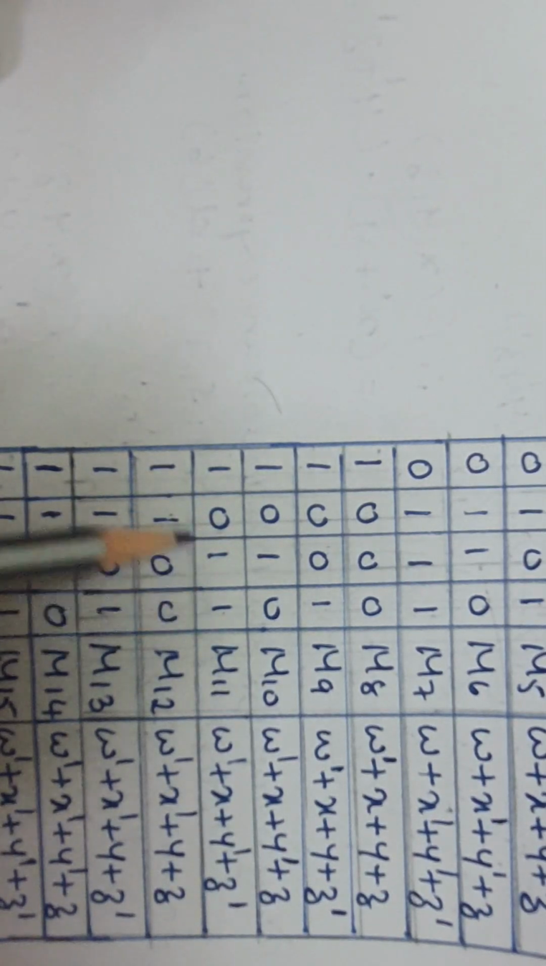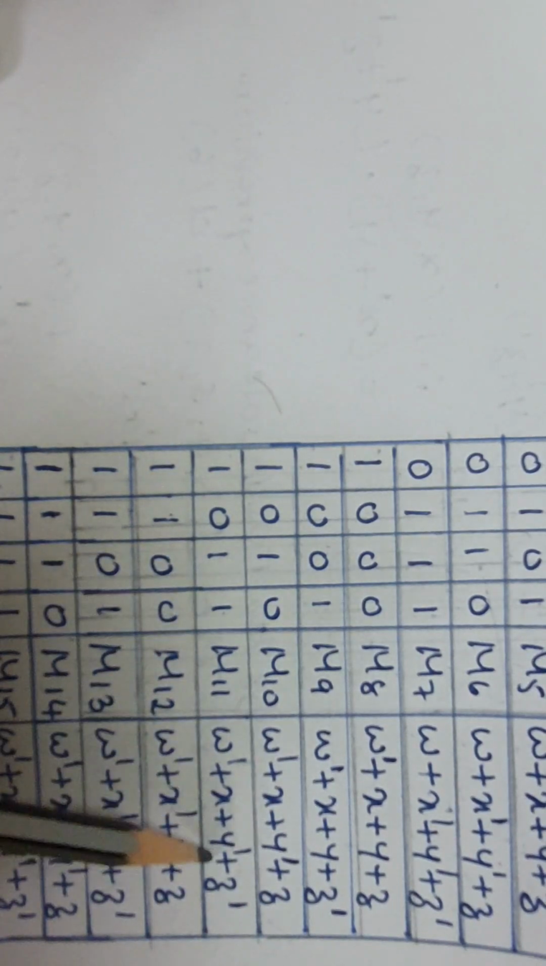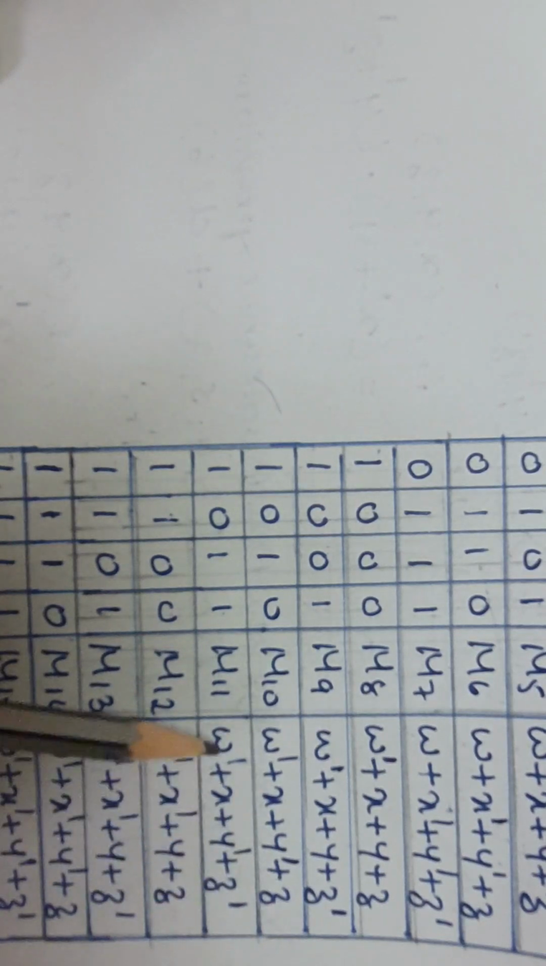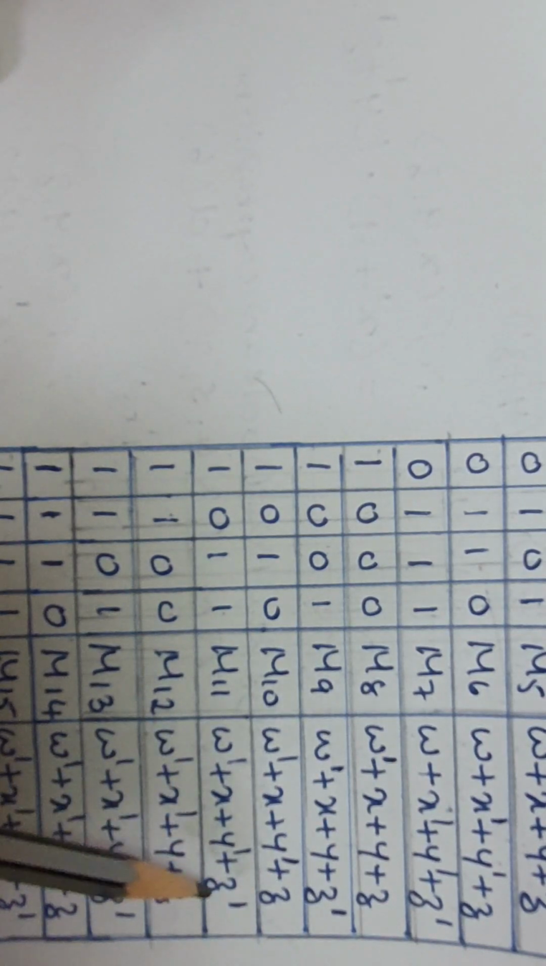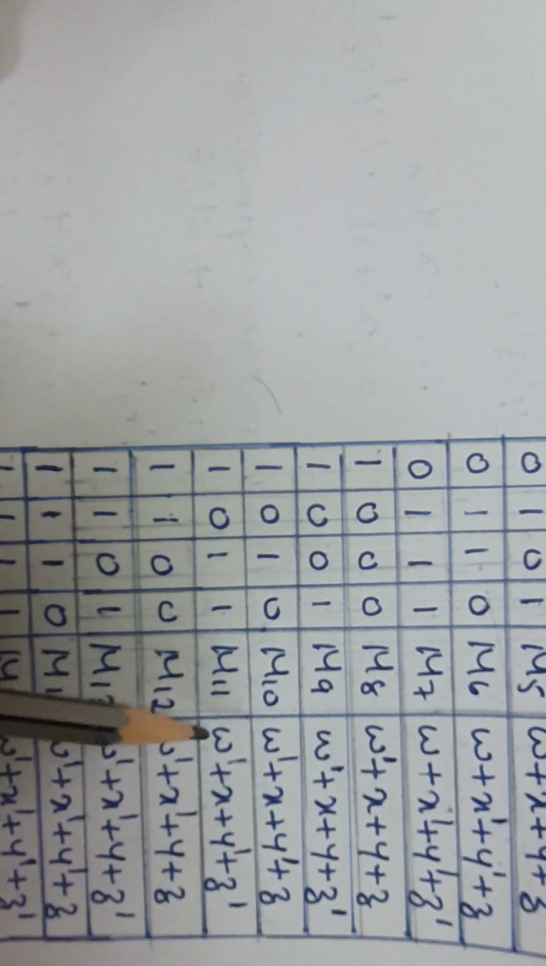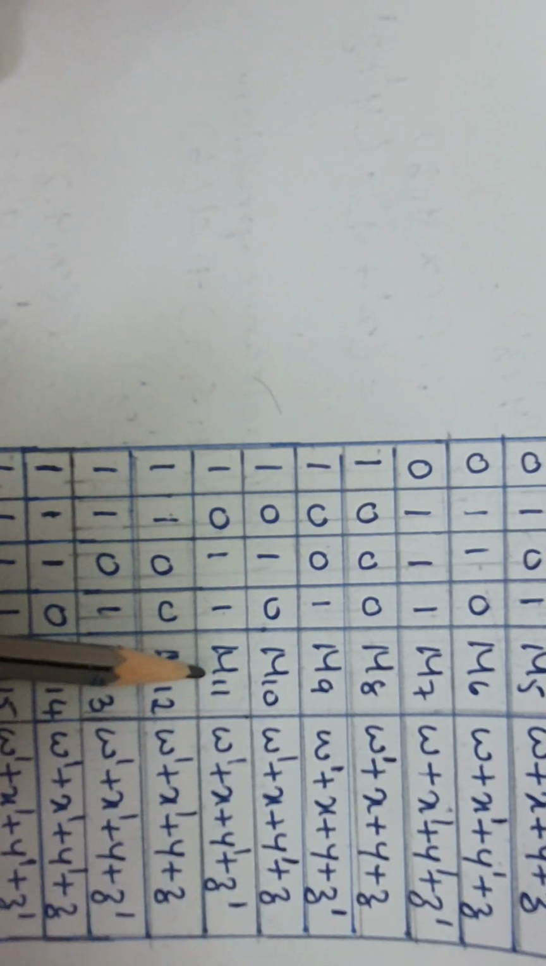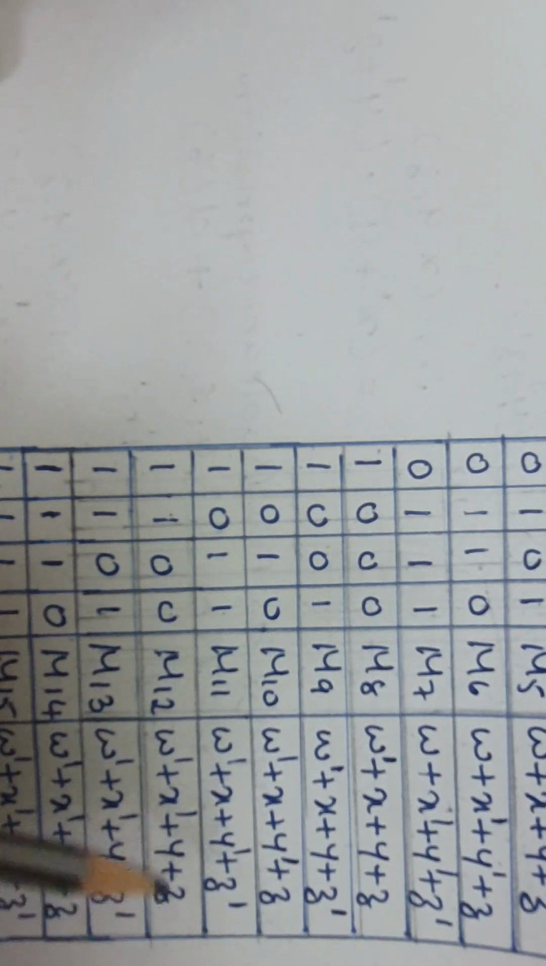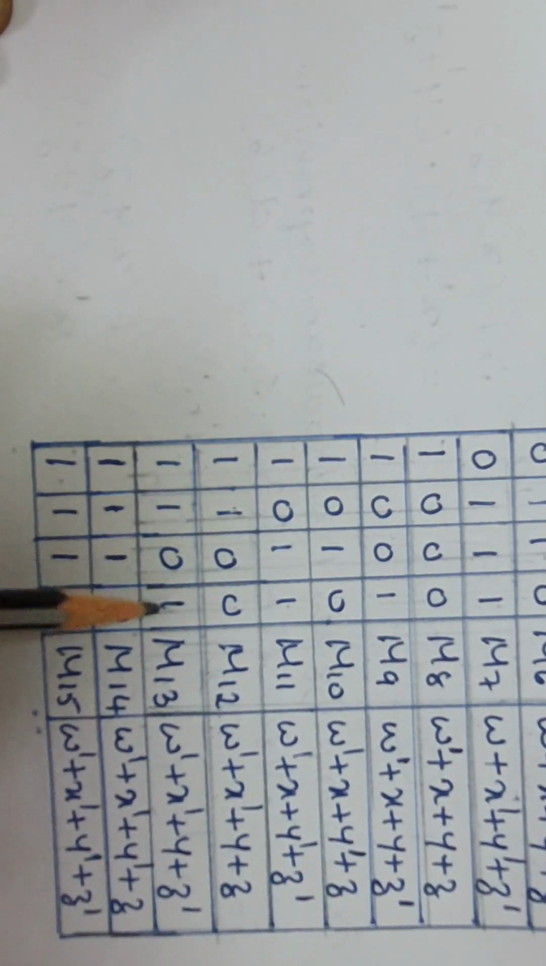Next 1, 0, 1, 1. W is 1, w dash, x is 0, x, y is 1, y dash, z is 1, z dash. Hence w dash plus x plus y dash plus z dash represents max term 11. 1, 1, 0, 0. So w is 1, w dash, x is 1, x dash, y is 0, y, z is 0, z. Hence w dash plus x dash plus y plus z represents max term 12. So m12.